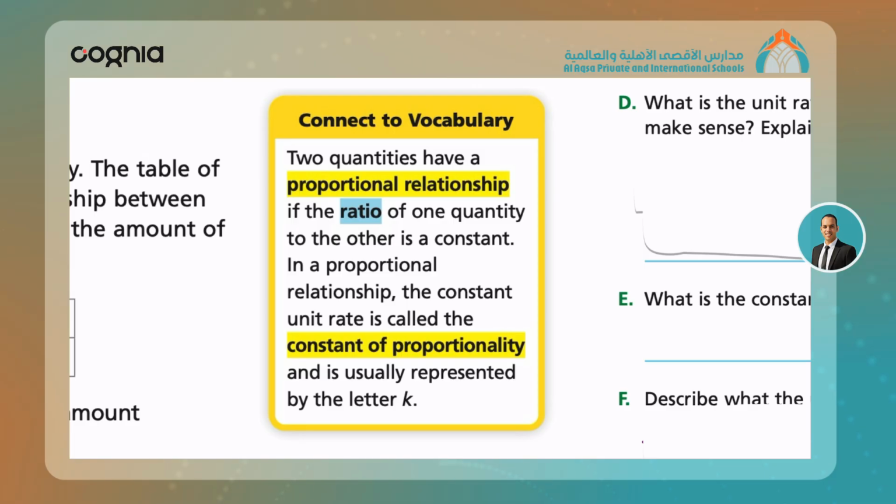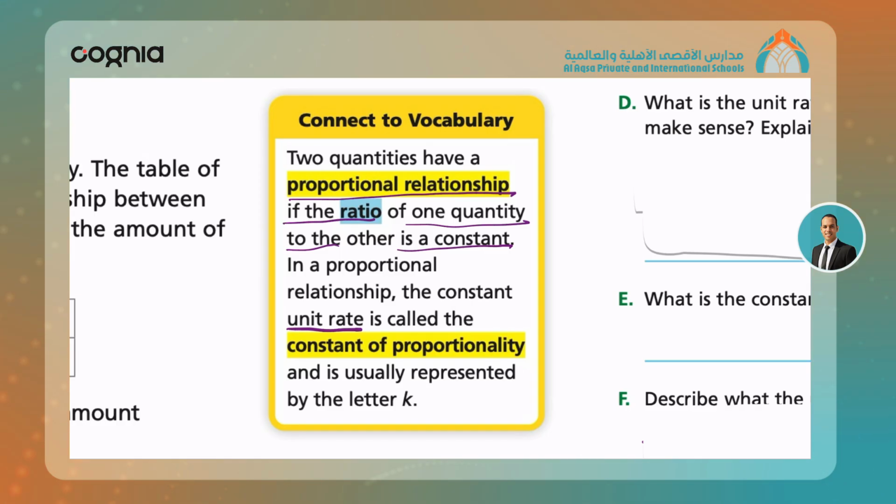Okay, let's connect this to the vocabulary. Two quantities have a proportional relationship if the ratio of one quantity to the other is a constant. So you find the ratios like we did before. We found that all the ratios equal 3. So we say that the quantities here have a proportional relationship.